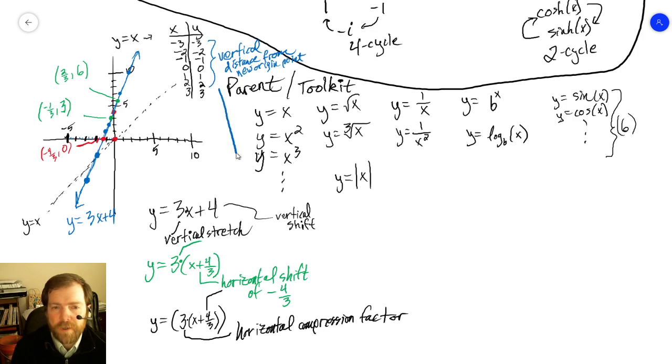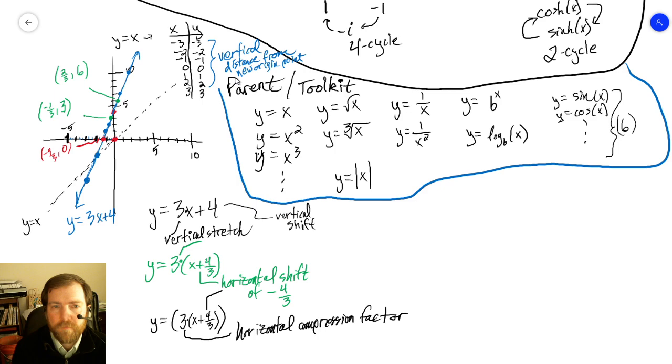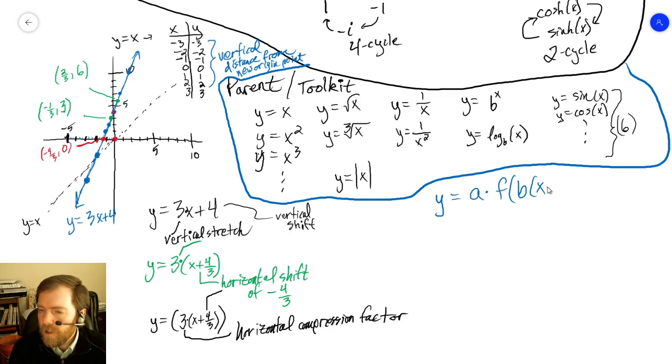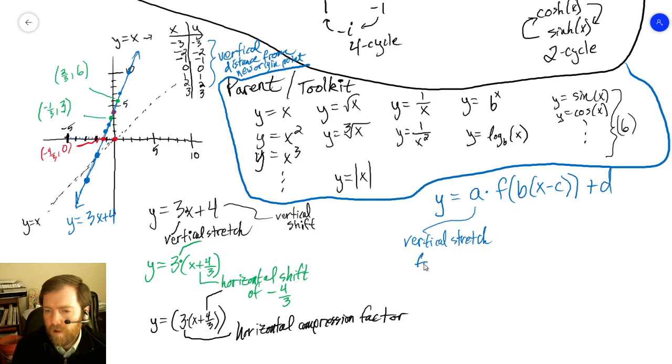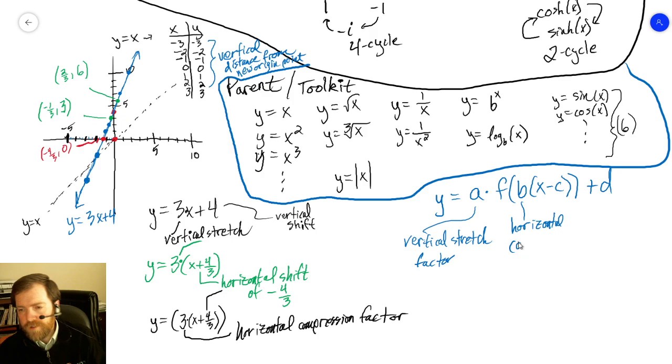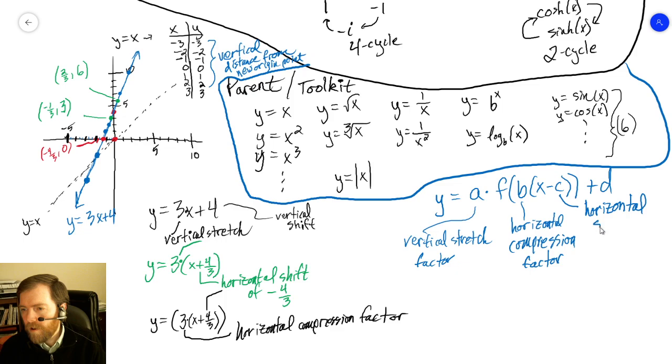So when we're looking generically at all of the parent functions, our function transformations look like y equals a times f of b times (x minus c) plus d, where a is a vertical stretch factor, b is a horizontal compression factor, c is going to be the horizontal shift, and d is going to be the vertical shift.